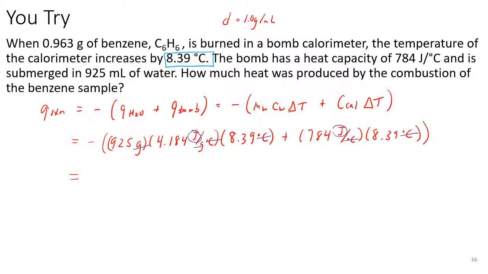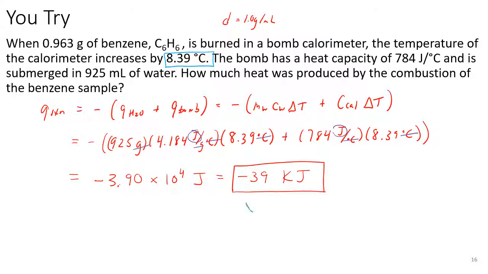And the heat of our reaction, how much heat was released when the benzene was combusted? So negative 3.90 times 10 to the 4th joules, which is equal to negative 39 kilojoules. And that negative sign out front tells us the reaction was exothermic, which we would expect because the temperature increased of that reaction.